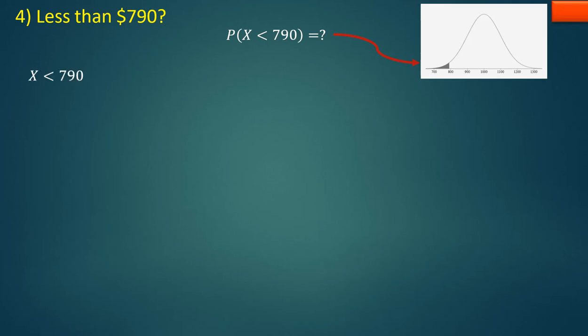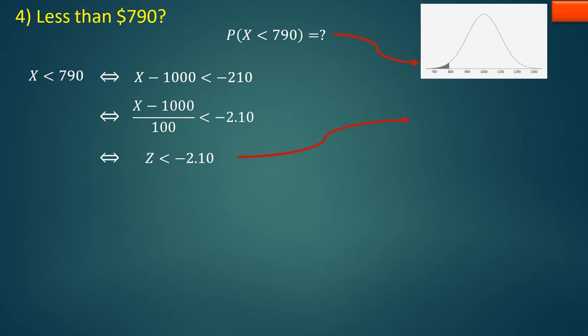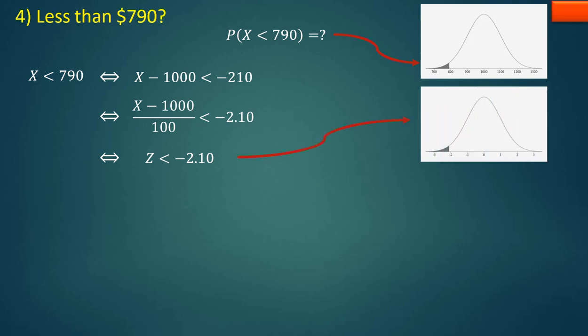As usual, we start from the inequality in x. We should transform it into a z inequality. So we subtract 1000, then we divide both sides by the standard deviation, which gives minus 2.10. So this area is the same as the area where z is less than minus 2.10.